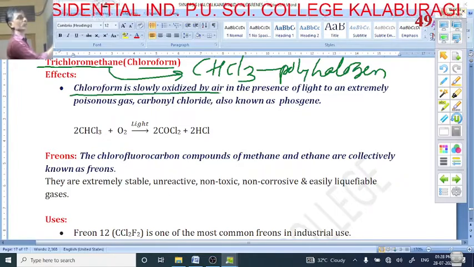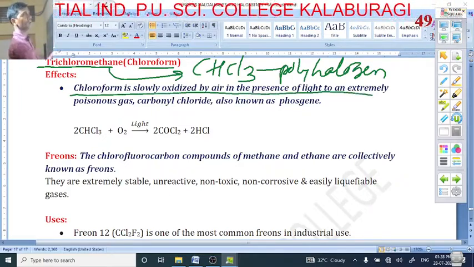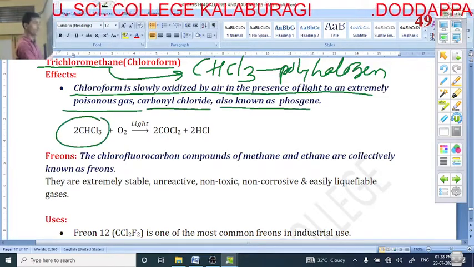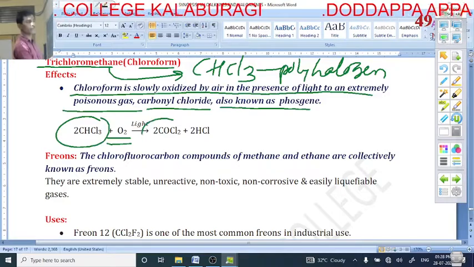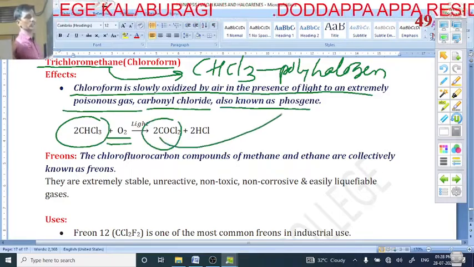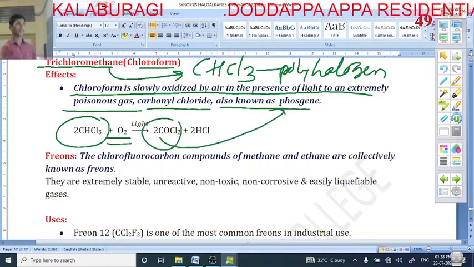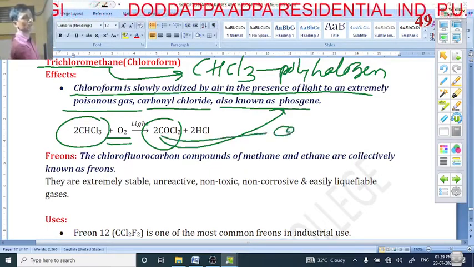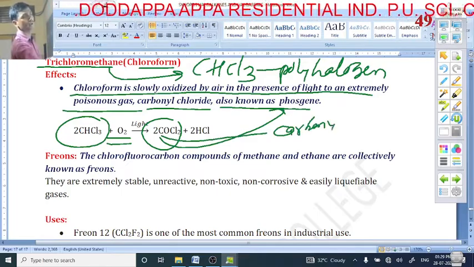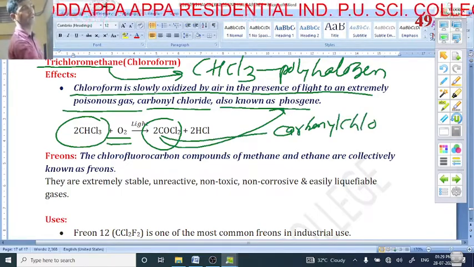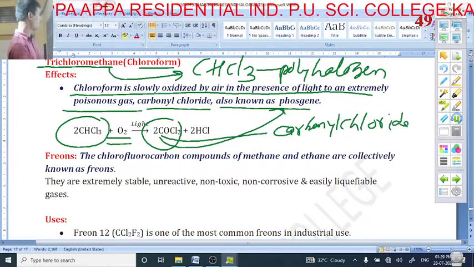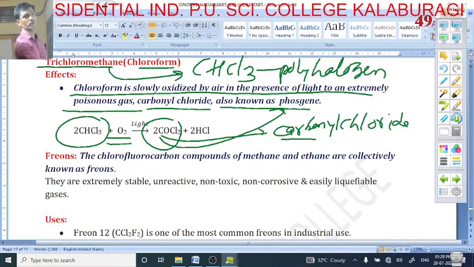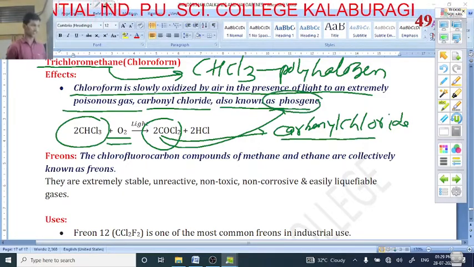Chloroform is slowly oxidized by air in the presence of light to an extremely poisonous gas, carbonyl chloride, known as phosgene. When chloroform is oxidized in the presence of light, we get COCl2. COCl2 is called carbonyl chloride, a poison.